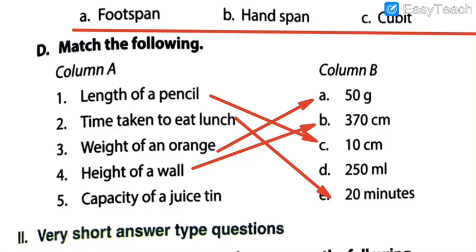370 centimeters. And the last option remaining is capacity of juice tin. You need to understand and remember that though here only one option is now left out, so the answer is very clear. But still you need to remember that capacity of the tin is measured from how much liquid that container can hold. So obviously it is always measured either in liter or milliliter.